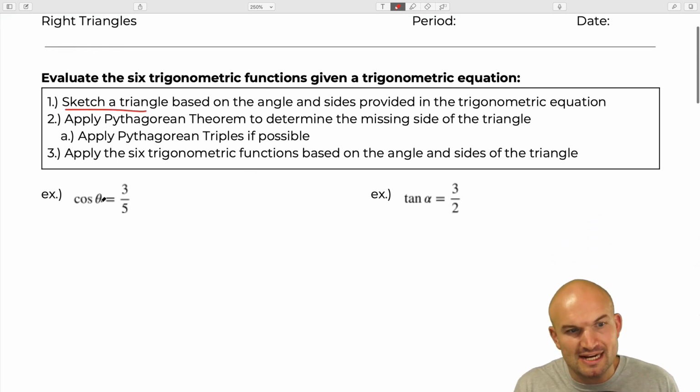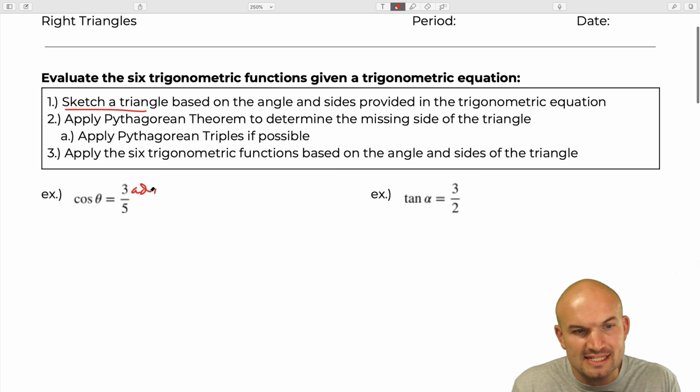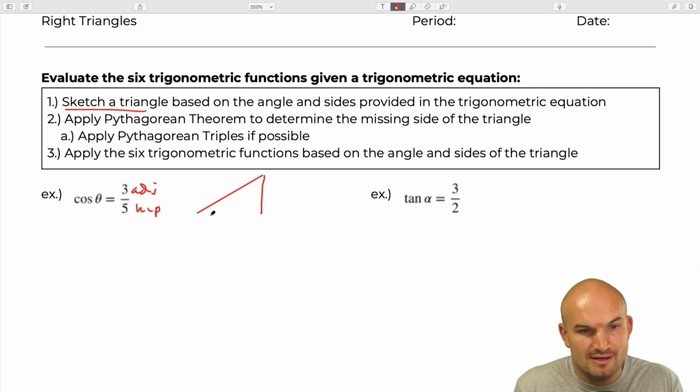So if I have cosine of theta equals 3 over 5, again, we need to understand what is the cosine of an angle? Well, that is adjacent over hypotenuse. So I'm just going to draw a right triangle, by the way. And where does theta go? Well, it doesn't really matter. If you want to put theta here, that's fine.